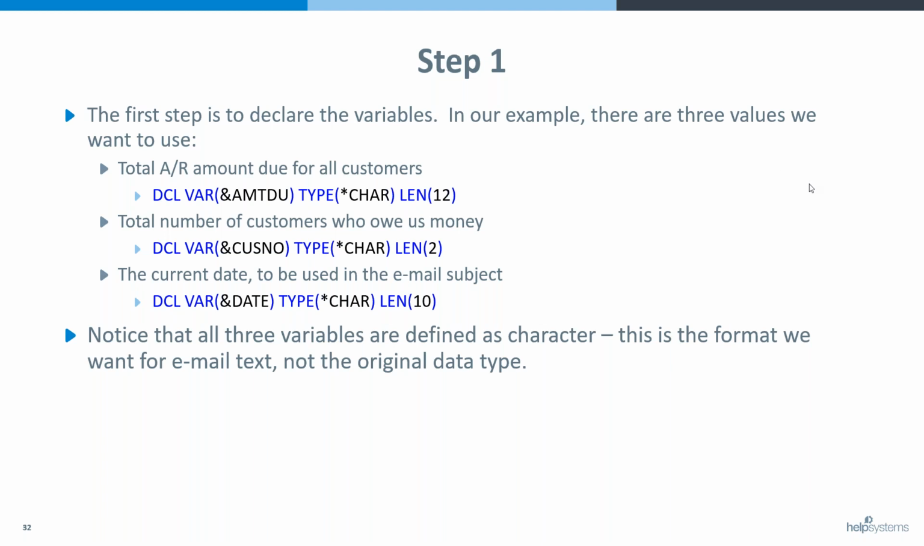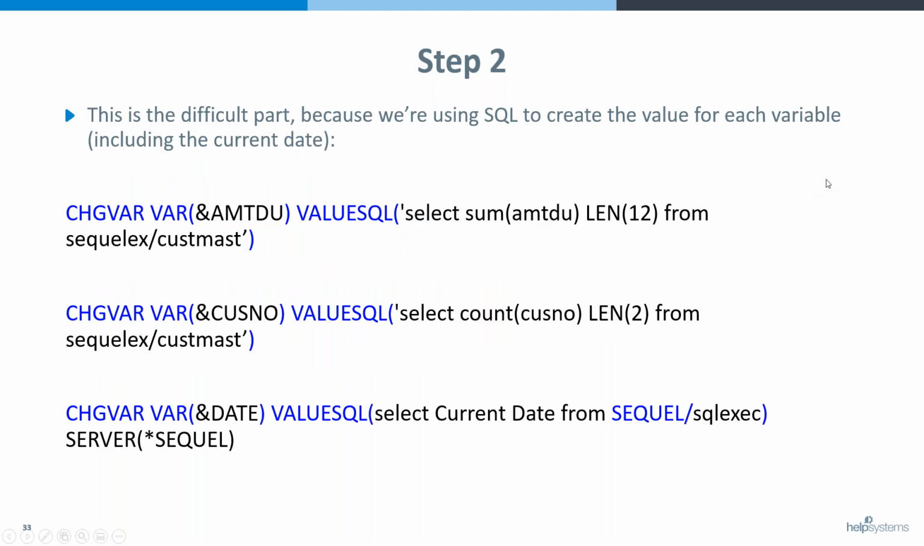The second step is to give the variables a value. So we're using the change var command, and again, this is all done in the script. So each one of these is in the script. You'll see that in a minute. You can use a calculation for this. I'm using an SQL statement, and again, very simple, just so that you can see how this works. Creating a sum and then a count and then the current date for each one of those.